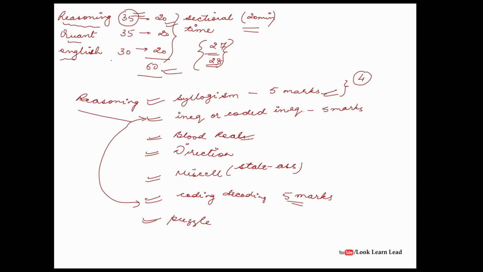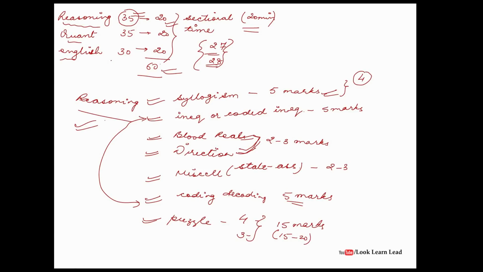Blood relation would be there. Blood relation and direction sense would both be of 2 to 3 marks, total around 5 marks. Miscellaneous would be of 2 to 3 marks. And there can be 4 puzzles or 3 puzzles, so a minimum of 15 marks would be from puzzles. It can be around 15 to 20. So these are the important topics of reasoning.